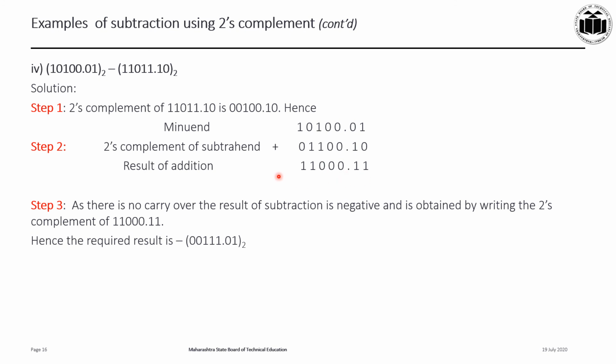11000.11. Again, as you can see, there is no carry generated. So in step 3, as there is no carry over, the result of subtraction is negative and it is in 2's complement form. So if you take the 2's complement of this, it comes to 00111.01. So your final answer is, with a minus sign, 00111.01 binary number.